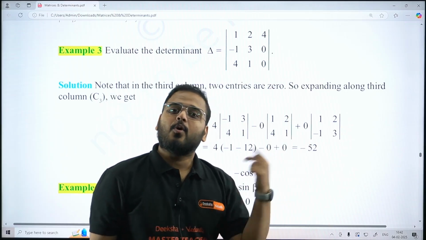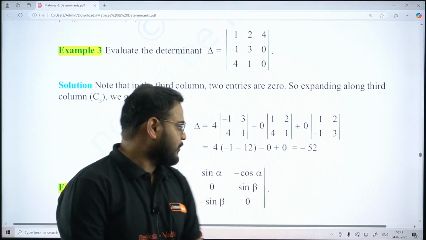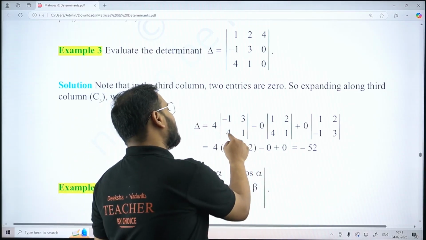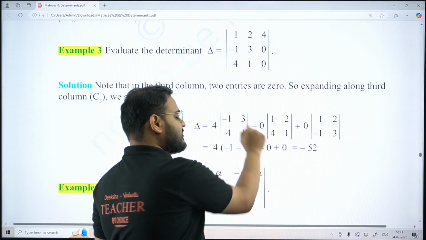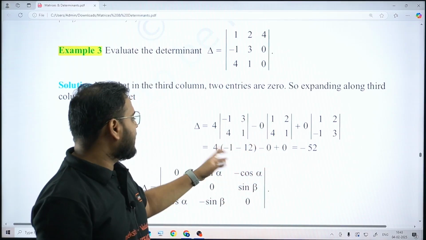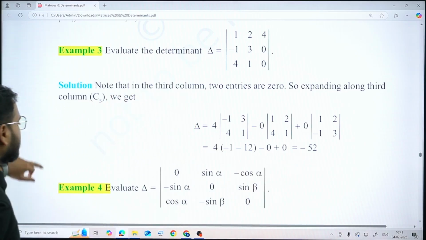That's why I'm asking you to open with a row or column which has more ones or zeros. Okay. Over here simply minus 1 into 1 is minus 1. There's a minus sign here and 4 into 3 is 12. Subtraction, right? So it becomes minus 13 into 4, minus 52 is your answer for the determinant. Okay, so please check example number 4.